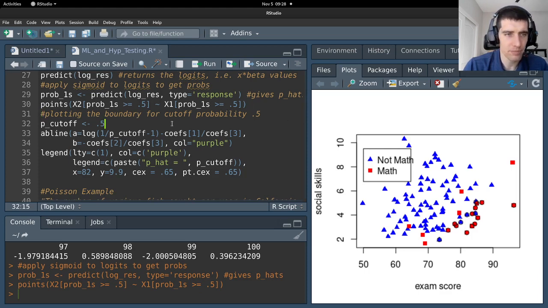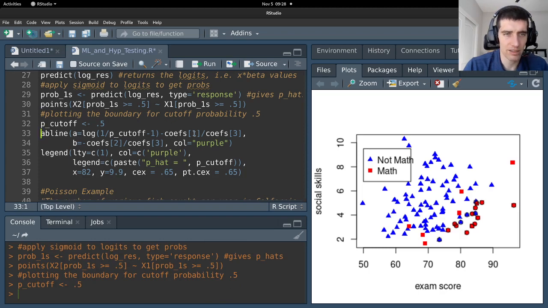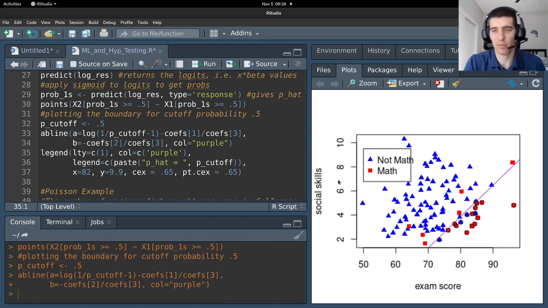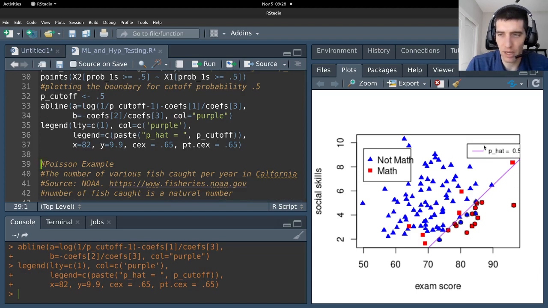And then lastly, this p hat. There's just some algebra for solving, given your coefficients, for the line where p hat equals 0.5. I've just worked that algebra offline here and plotted it, but you can do that if you have interest. And then this p hat equals 0.5 legend value.